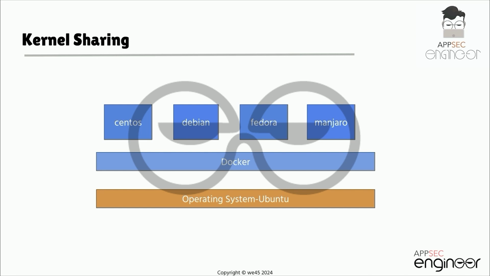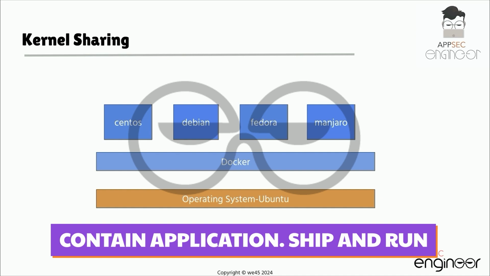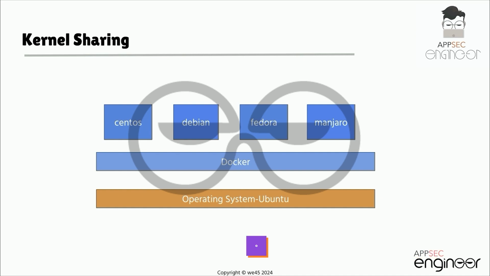So now you might ask, isn't this a disadvantage? The answer is definitely no. Because unlike hypervisors, Docker is not meant to virtualize and run different operating systems and kernels on the same hardware. The main agenda of Docker is to containerize the application and then to ship them and run them. So the purpose is being served and absolutely there is no disadvantage in this.